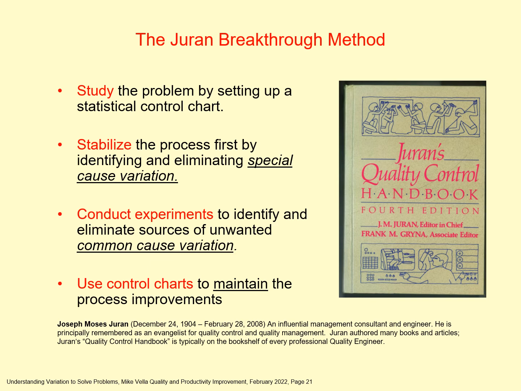And then conduct experiments to improve by identifying and eliminating unwanted sources of common cause variation. Later on, again, we're going to be talking about the difference between common cause variation and special cause variation. And then use control charts to maintain those process improvements.